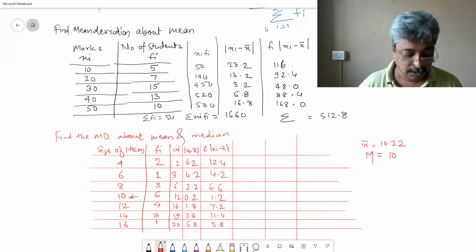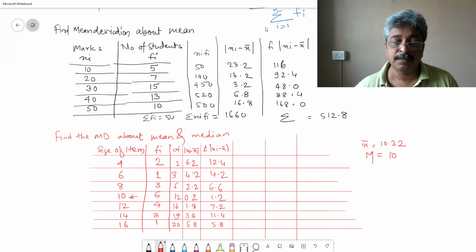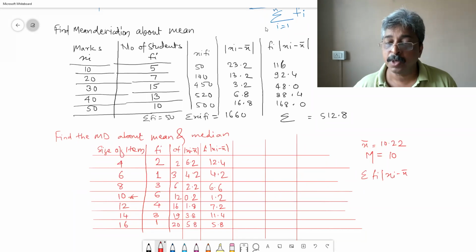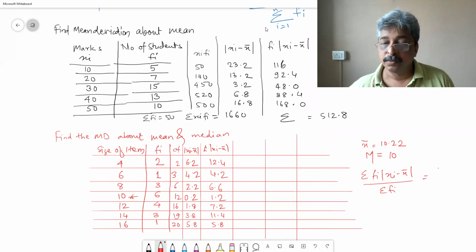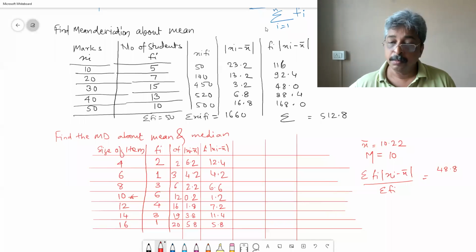Done. So this is sigma fi. The summation sigma fi |xi minus x bar| upon sigma fi is equal to 48.8 upon 20, which is equal to 2.44.